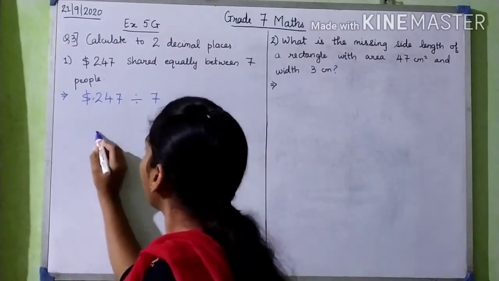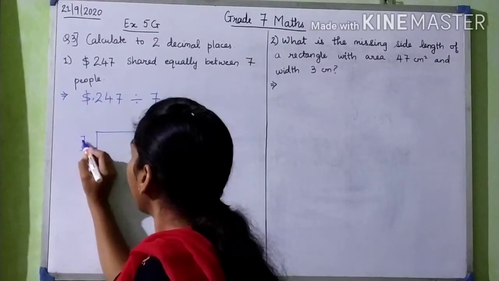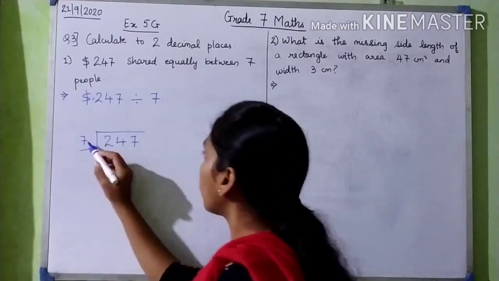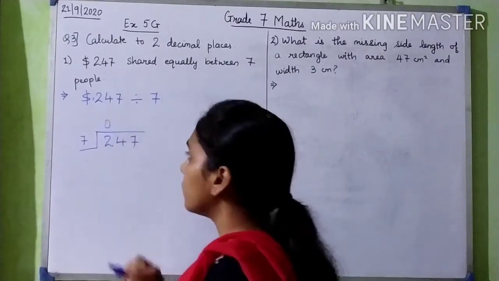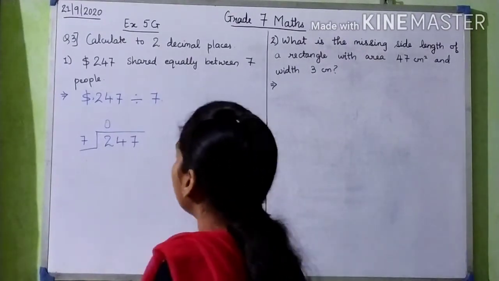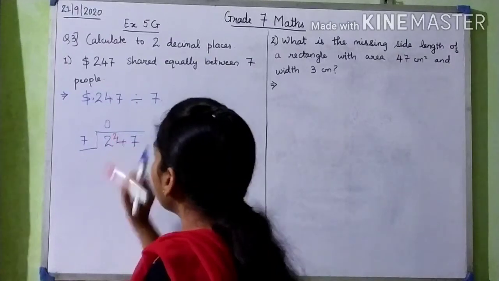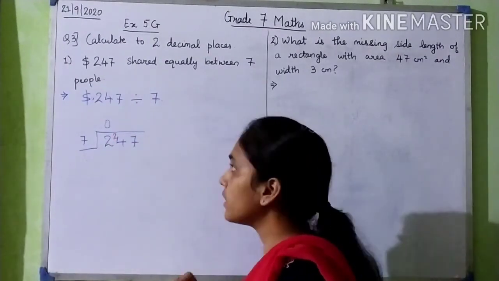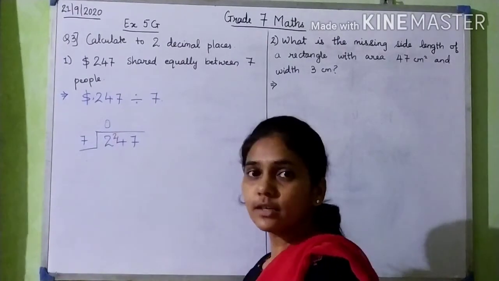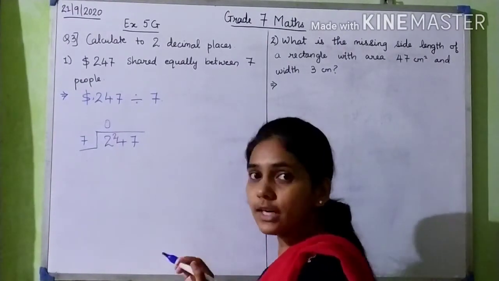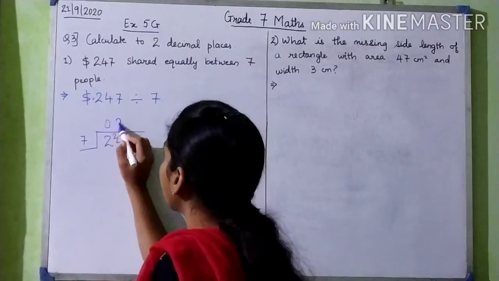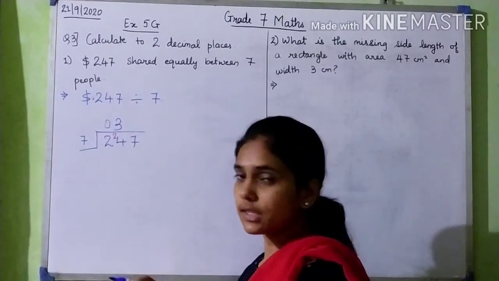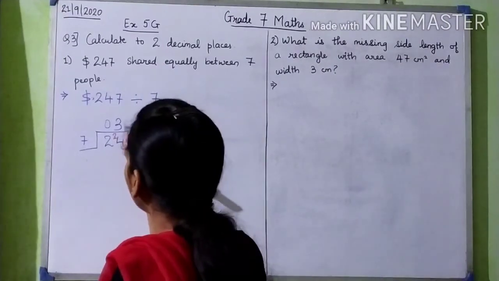So what is this division? 7 and 247. Now the first number will be 0 because 2 is lesser than 7. Then this 2 will be carried to the second number, so this will become 24. Now 7 3s are 21, 7 4s are 28. So 7 3s are 21, we have to take. Now 24 minus 21 is 3. So 3 will be carried to the next number.